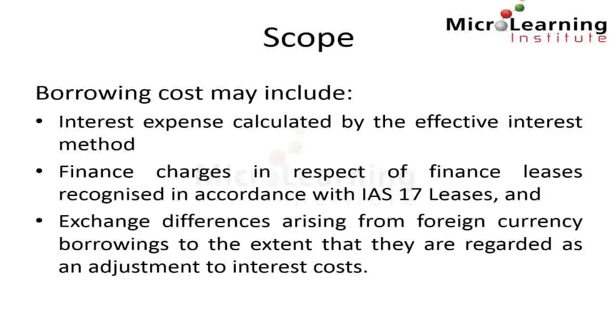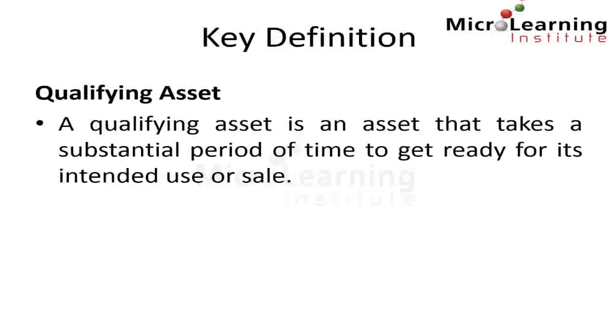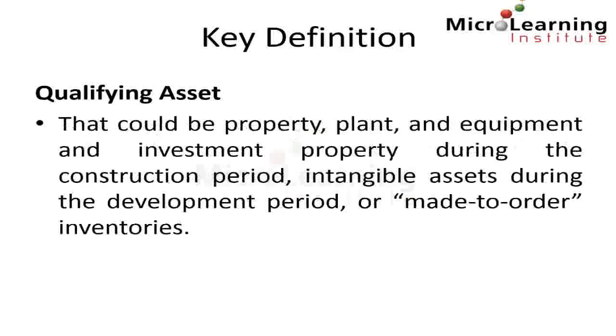interest cost. A key definition in IAS 23 borrowing costs is that of a qualifying asset. And a qualifying asset is an asset that takes a substantial period of time to get ready for its intended use or sale. A qualifying asset could be property, plant and equipment, and an investment property during the construction period. It could be intangible assets during the development period, or it could be made-to-order inventories.